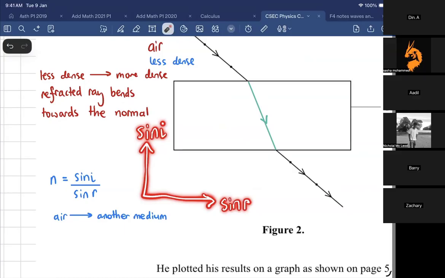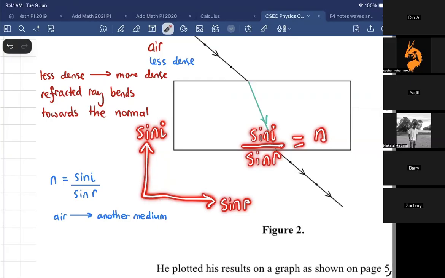Now, Drew's a maths man. I think Drew could see it. Sin I over sin R. Say that again, Nikolai. Sin I over sin R. Right, because the gradient formula is just changing y over changing x, so you have y over x. Yes, sir. So if you find the gradient for the sin I versus sin R graph, you're really finding what? N. Exactly.